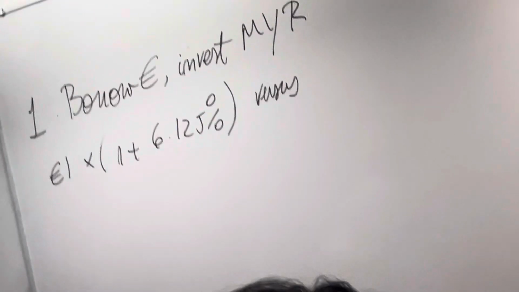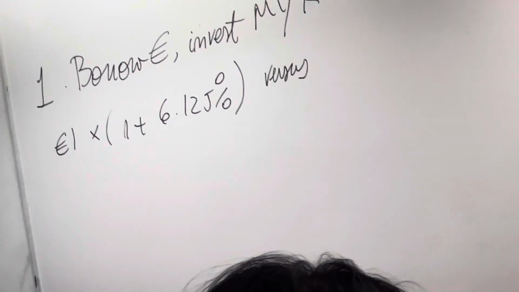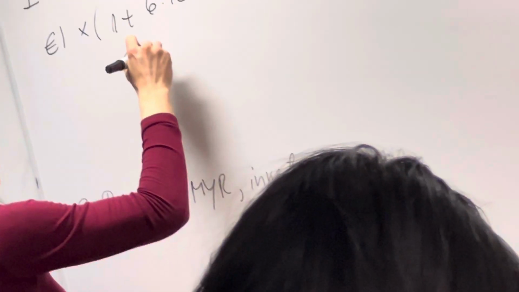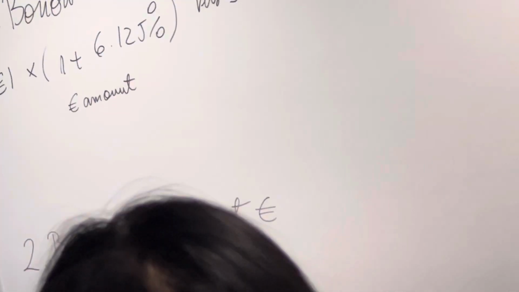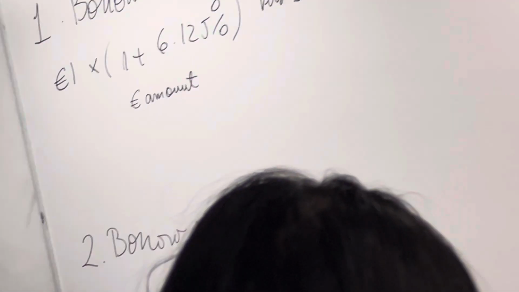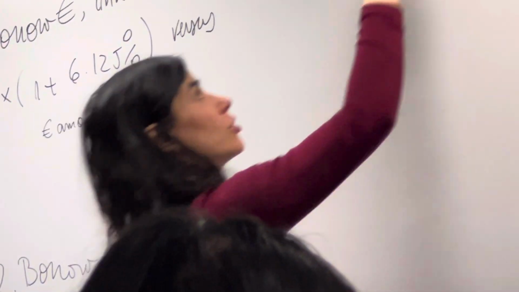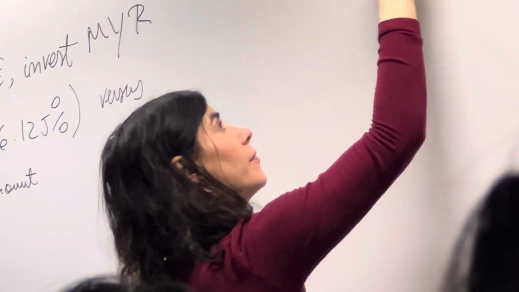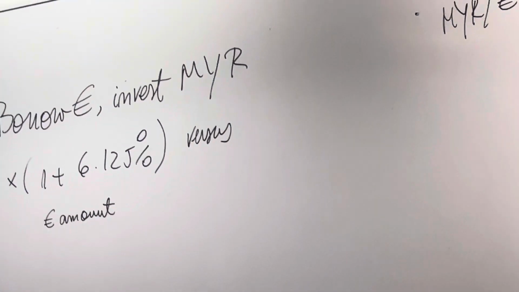What do we need to do first? Exchange, yes. Some of you said exchange, right? So exchange 1 euro into Malaysian ringgit and then we invest it. So this is a euro amount. So we have 1 euro. Which rate should we use, the bid or the ask? The exchange rate is quoted as Malaysian ringgit over euro. And we have 1 euro, we sell it to buy Malaysian ringgit.